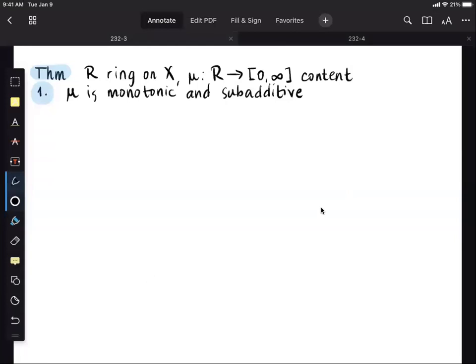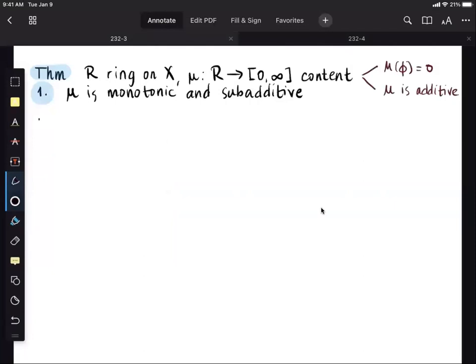So here we have a ring R on a set X and a content mu defined on the ring on X. So by a content, recall that here the content of the empty set is 0 and that mu is additive. In this case, this content is also monotonic and it is also sub-additive.